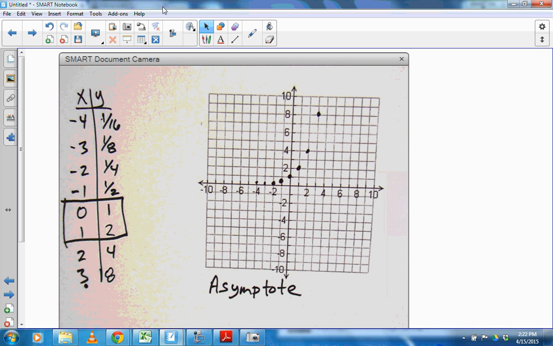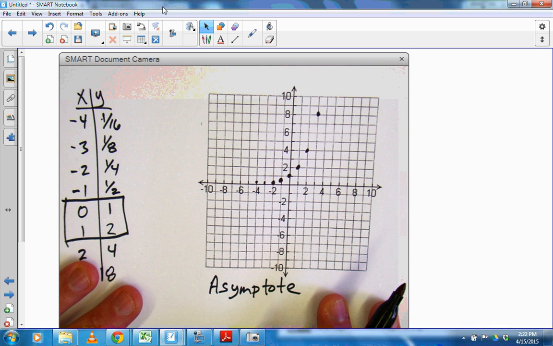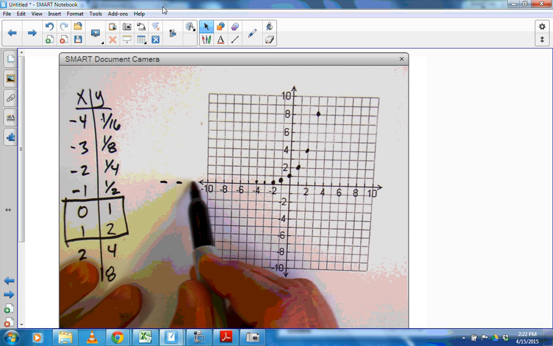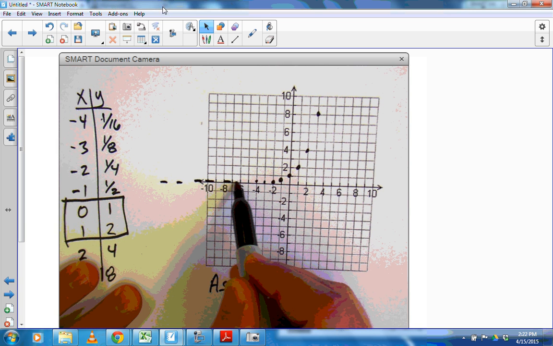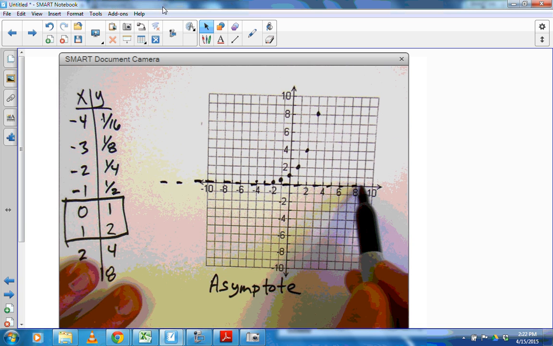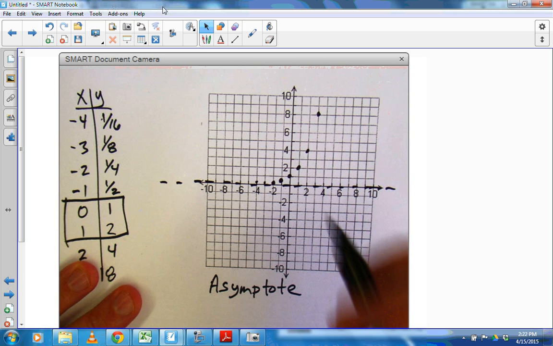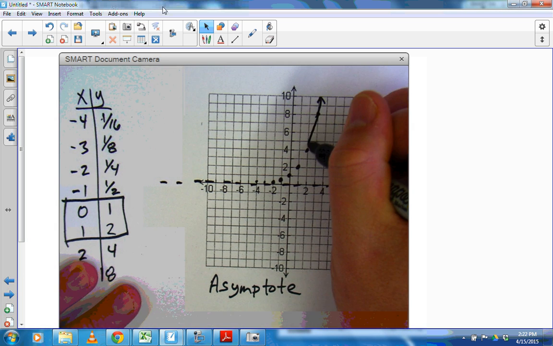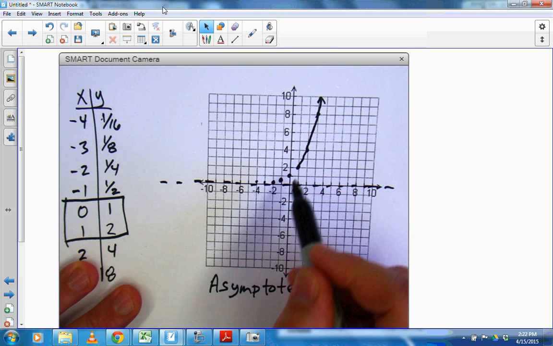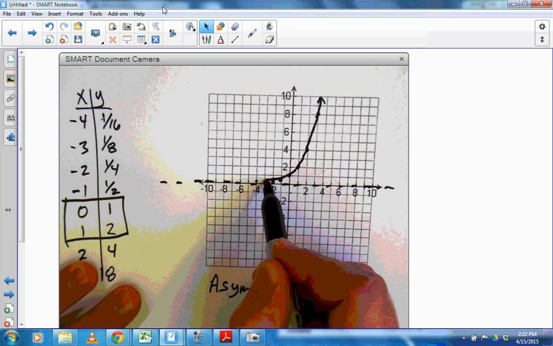The way we graph the asymptote is with a dotted line. In this case, this asymptote has the value of 0, because this curve, those points, are getting closer and closer to 0 but not touching it. Now I'm going to draw my curve through my points. This curve is going to get closer and closer to 0, but it's never going to touch it.